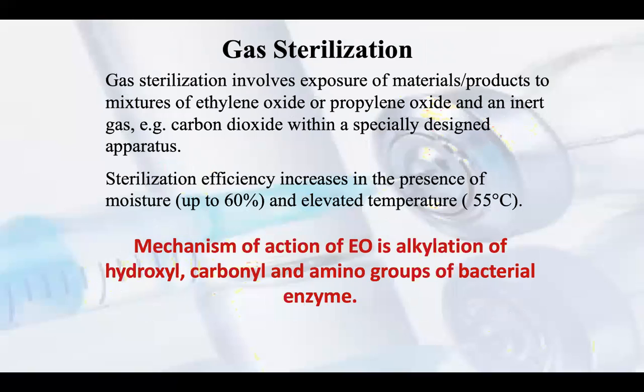Now, gas sterilization. Gas sterilization involves exposure of materials and products to a mixture of ethylene oxide or propylene oxide and an inert gas, for example carbon dioxide, within a specially designed apparatus. Sterilization efficiency increases in the presence of moisture up to 60% and elevated temperature. The mechanism of action of ethylene oxide is alkylation of hydroxyl, carbonyl, and amino groups of bacterial enzymes. You may have seen disposable syringes marked EO, meaning they are sterilized with ethylene oxide.